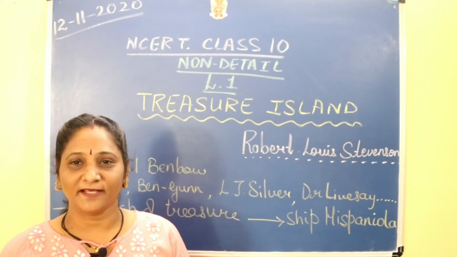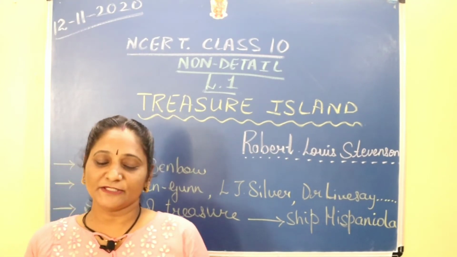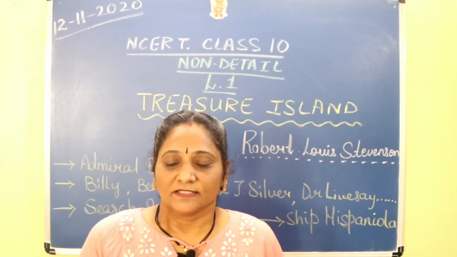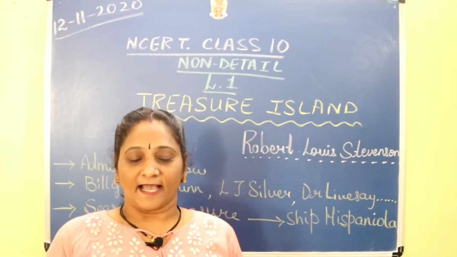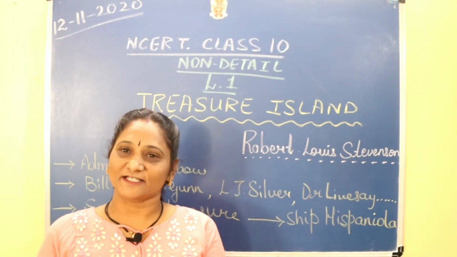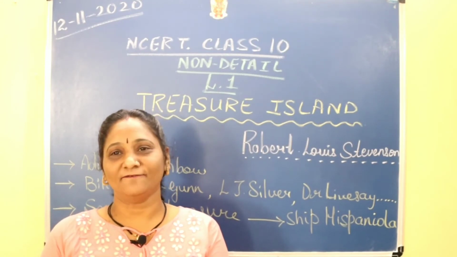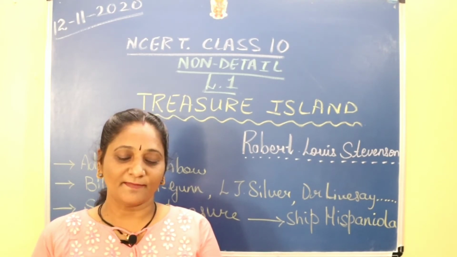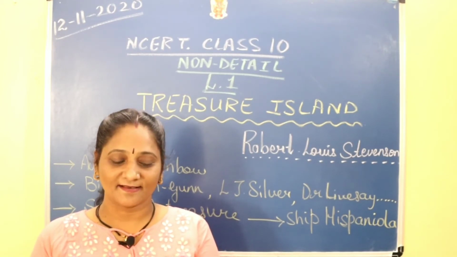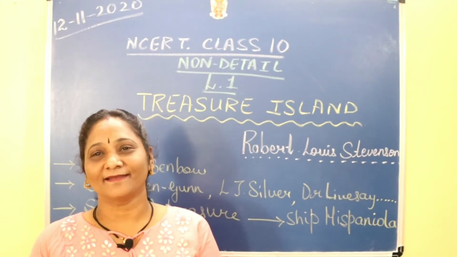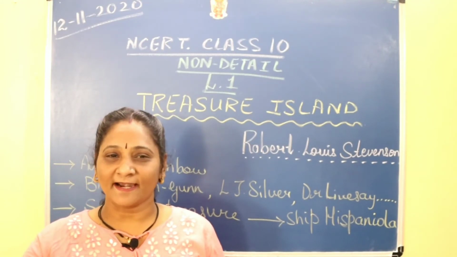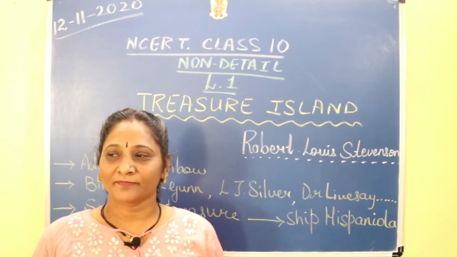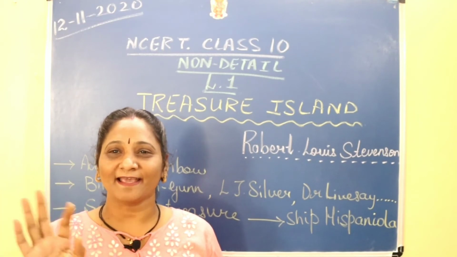So he ran away from there for his life. Coming to page number 120. Jim ran until he got tired, and when he stopped to catch his breath, he found himself facing a wild-looking man. That man was dressed in rags. He was Benbow.